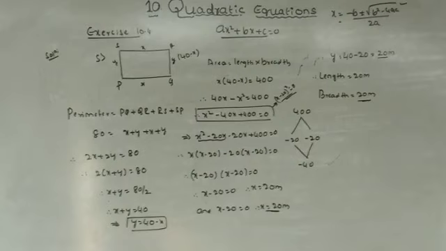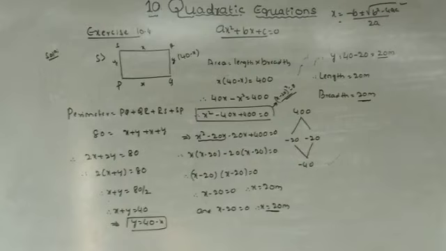Therefore the value of X is equal to 20 meters, and we also get the same answer from the other factor: X minus 20 is equal to 0, so again X is equal to 20 meters. If you know, you can write this directly: X minus 20 whole square is equal to 0. This is also another method. What is the value of X? 20 meters. What about Y now? Y is equal to 40 minus 20, so the value of Y is also 20 meters.